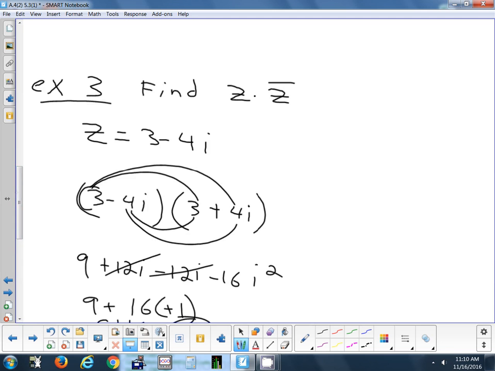So again, this is just a shortcut. If you really don't want to learn it, just do it the long way. But this is a lot faster. All right. So in order to divide two complex numbers, the first step is to find the conjugate.